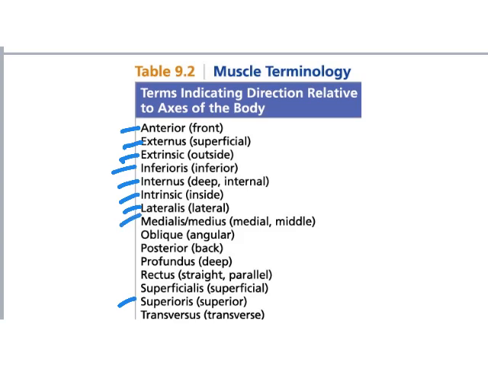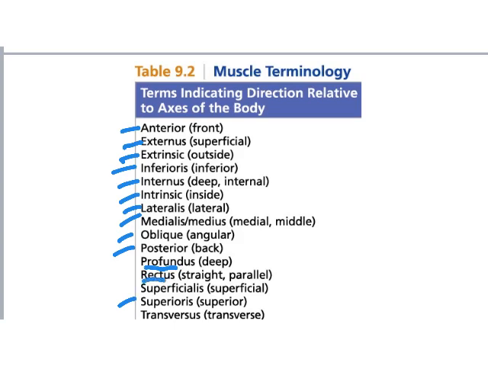Lateralis and medialis or medius, that's going to tell you the muscle is lateral or medial. Oblique will tell you the angle that the muscle is running. Posterior will mean it's behind something or towards the back. Profundus will mean it's deep. That's probably a new word for you to learn.